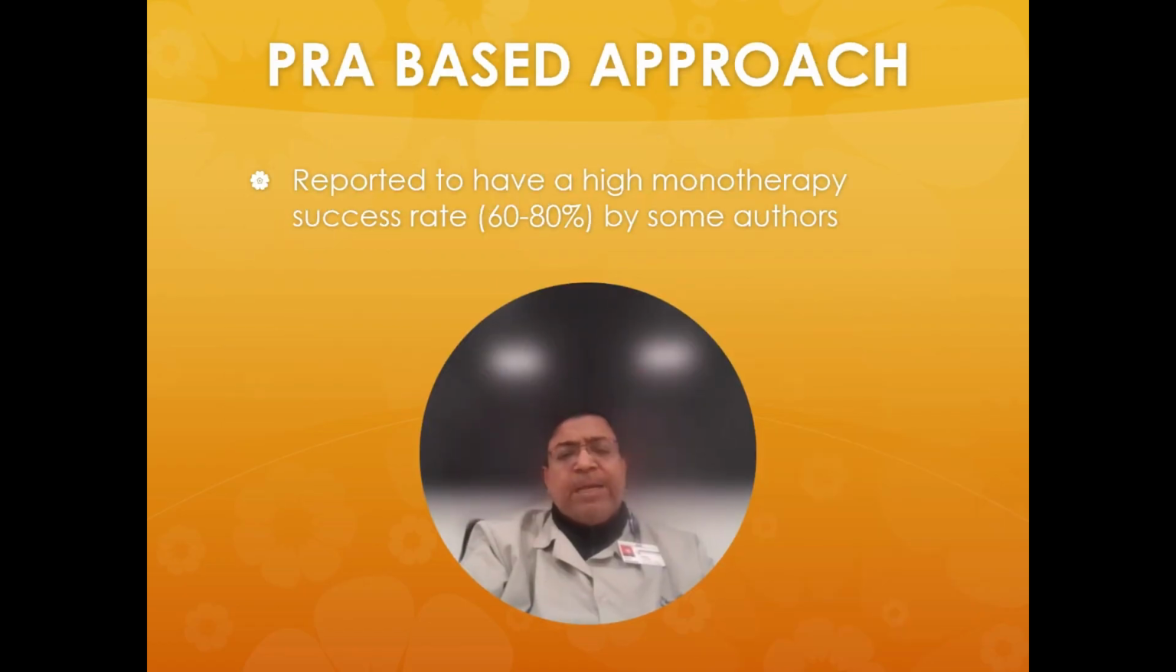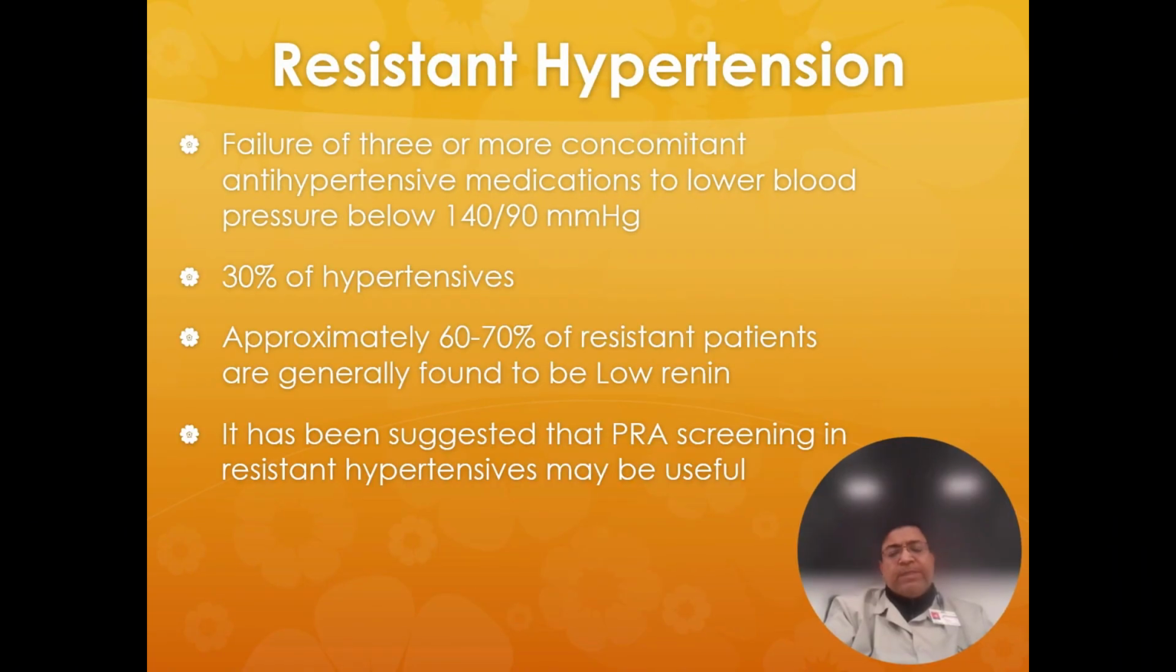So should we check a plasma renin activity in all hypertensive patients? A plasma renin activity-based approach has been reported to have a high monotherapy success rate, 60 to 80% by some authors. However, checking plasma renin activity indiscriminately is not likely to be beneficial. However, checking plasma renin activity in patients with resistant hypertension is likely to be beneficial.